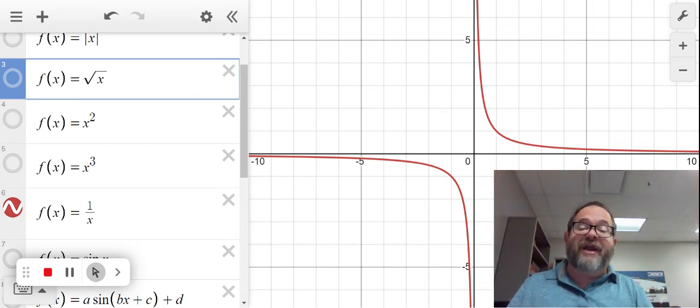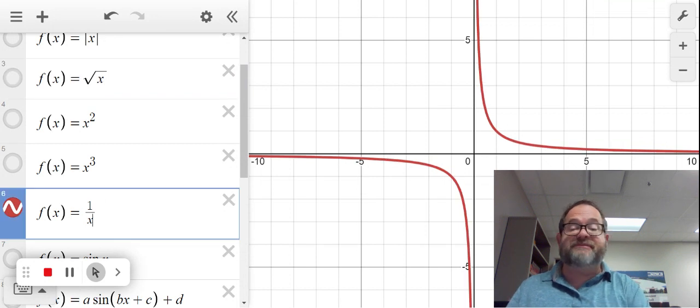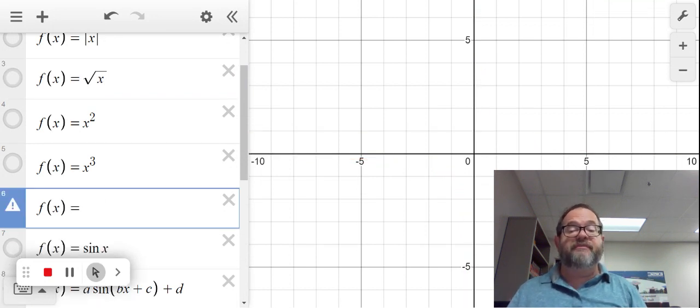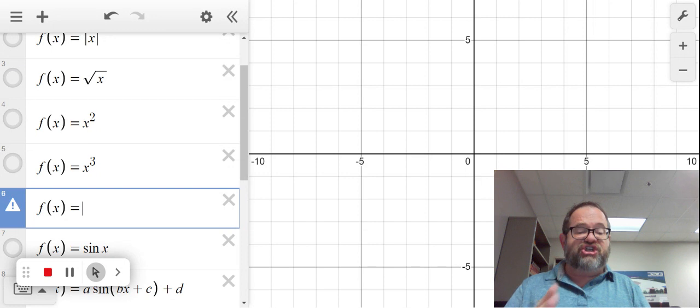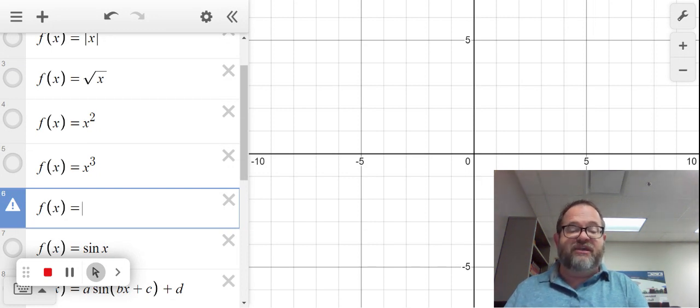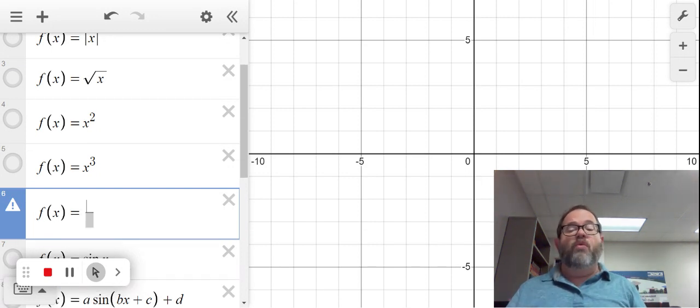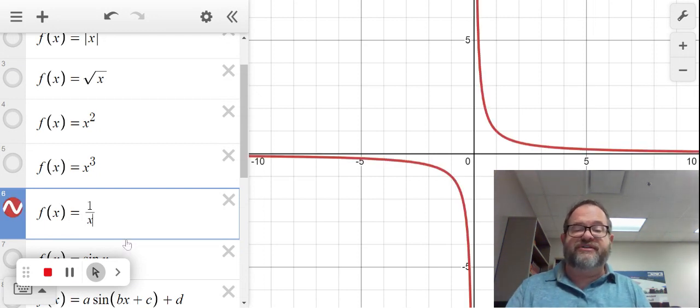If you don't know how to get a fraction like 1 over x in Desmos, let me just show you real quick. When you're making a fraction in Desmos, always start with the bar. The bar is the slash on your screen here, like down by the question mark. When you have the slash in there, then you can type what's on the top, and you can click over here and type what's on the bottom.